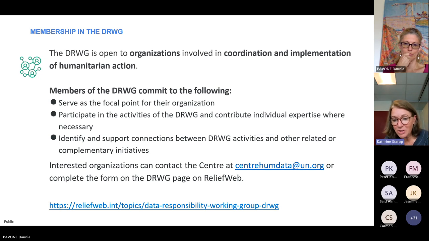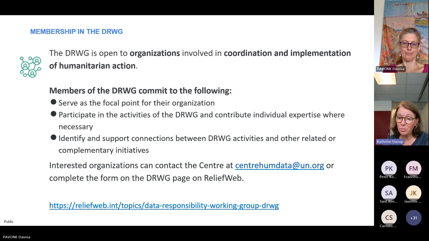What is important in terms of managing expectations of what it means to be a member of the DRWG? You are serving as the focal point for your organization. So it's expected that you bring forward to the meetings information and contributions that are representative of your organization. You are expected, of course, to take away great benefits of being a member, but also equally to contribute to the work of the DRWG. And because we all come with many other efforts that we are working on simultaneously, there is an expectation and a hope that each of us is also connecting the dots with the other data related initiatives we are working on that are of relevance to data responsibility and advancing data responsibility in humanitarian action.